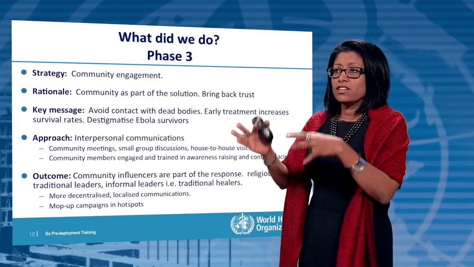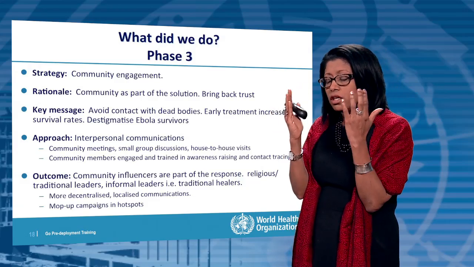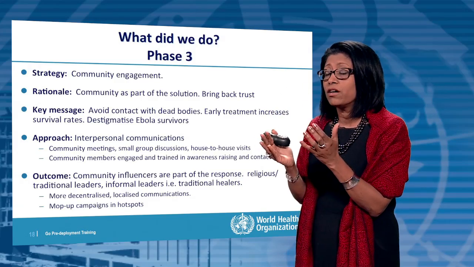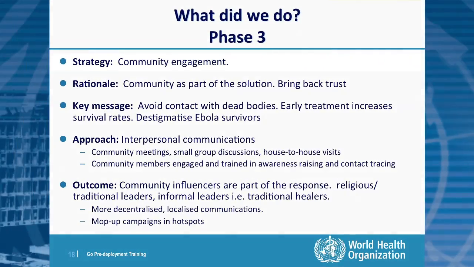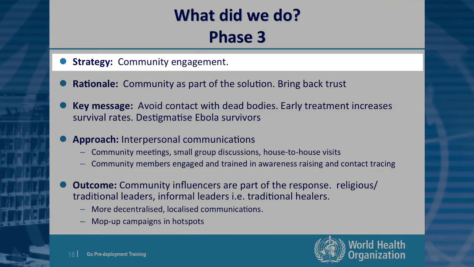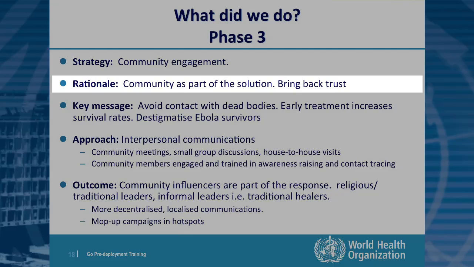In phase 3, that is when we really started changing our thinking and going into a different idea, and we call this community engagement. We saw community engagement as part of the solution and not a tactic. And this was essential to bring back trust. So the key message at this stage was avoid contact with dead bodies. Remember, 20% of new infections came from contact with dead bodies. The second message, early treatment increases survival rates.